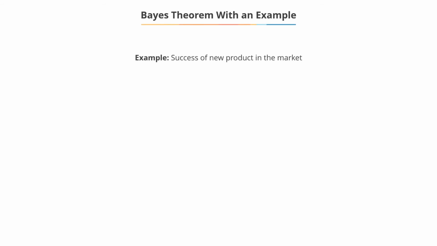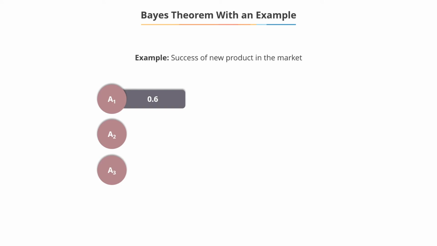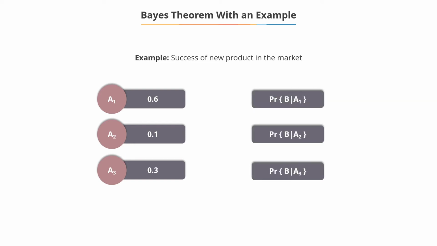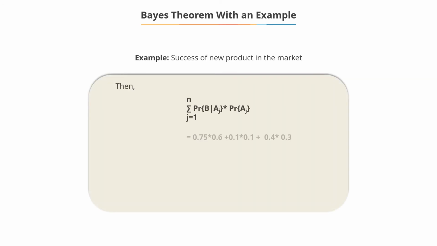Consider three events A1, A2, and A3 with probabilities 0.6, 0.1, and 0.3, respectively. Suppose B is another event, and P(B|A1), P(B|A2), and P(B|A3) are 0.75, 0.1, and 0.4, respectively. Then we use the formula and get the following values.